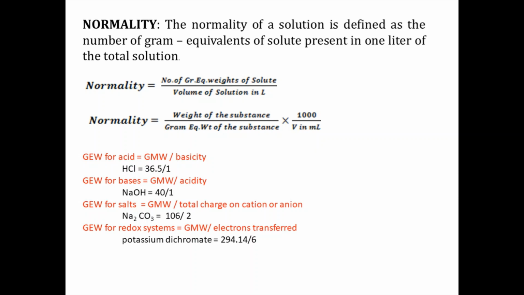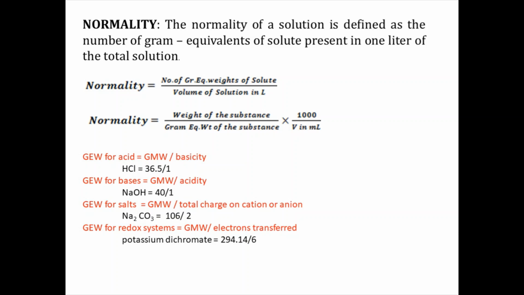Then it comes to normality. Normality is defined as the number of gram equivalents of solute present in 1 liter of the total solution. So normality is equal to the number of gram equivalents by volume of solution in liters. You can represent the same in another way: normality equals weight of the substance by gram equivalent weight of the substance, into 1000 by V in ml.